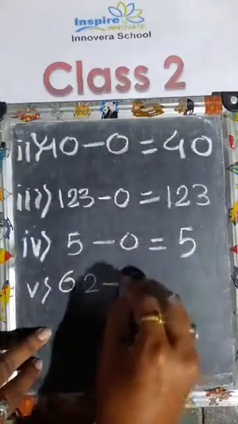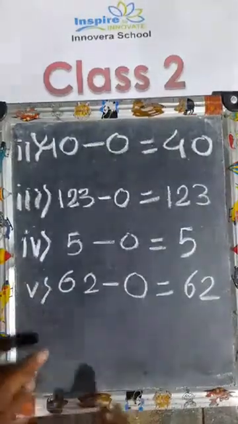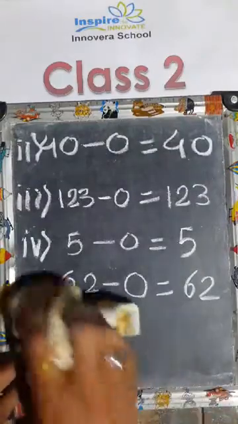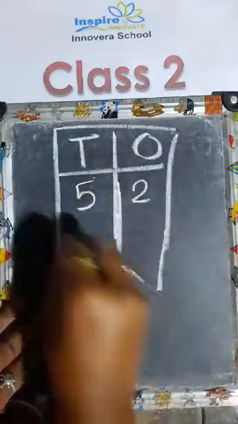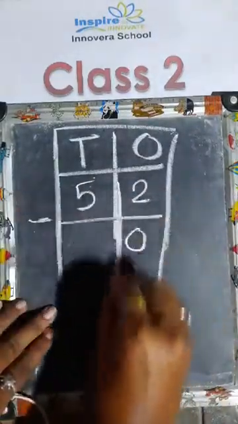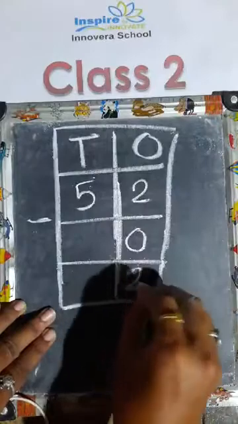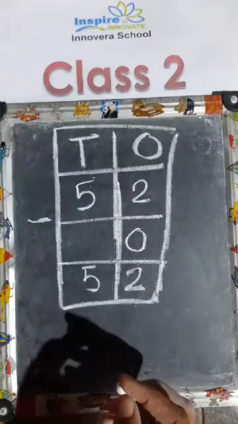Next, one more example of a 2-digit number: 62 minus 0 is equal to 62. Understood? In the same way, I will show you in tens and ones. This is the number 52, and subtract 0. So what is the answer? 2 minus 0 is equal to 2 and the number 5 stays as it is. Understood now? Okay, that's good.